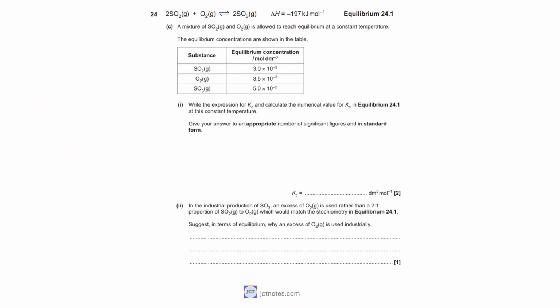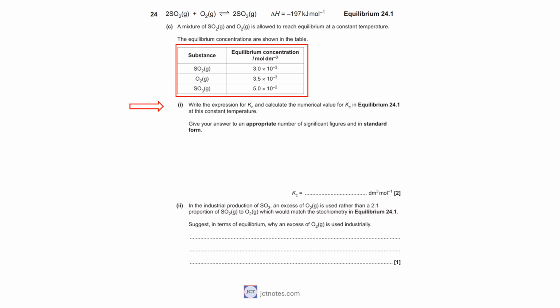In Part C of question 24, a mixture of sulfur dioxide and oxygen is allowed to reach equilibrium at a constant temperature and the equilibrium concentrations are shown in a table. There are 2 questions. The first question asks to write the expression of the equilibrium constant for equilibrium 24.1 and calculate its numerical value, giving the answer to an appropriate number of significant figures and in standard form.